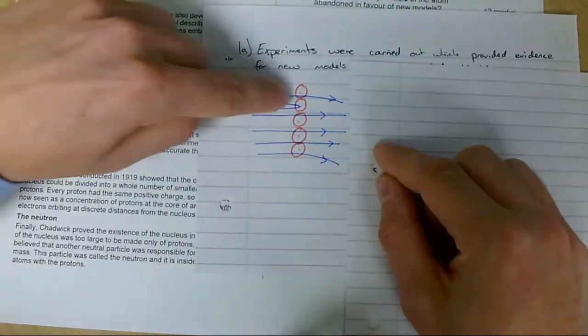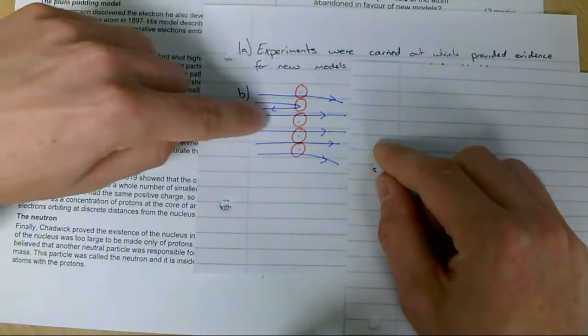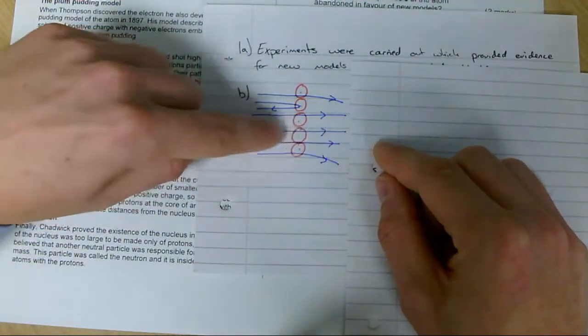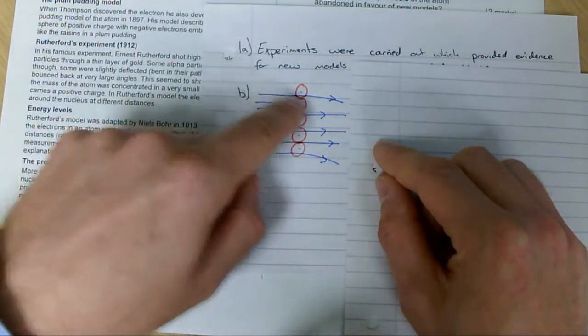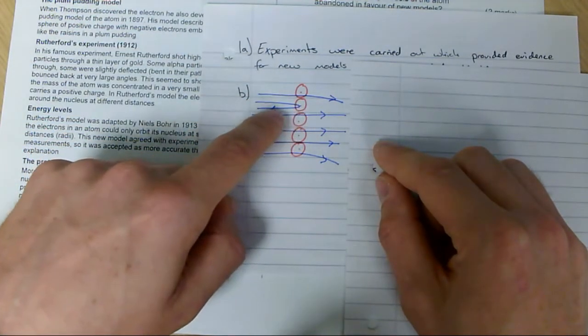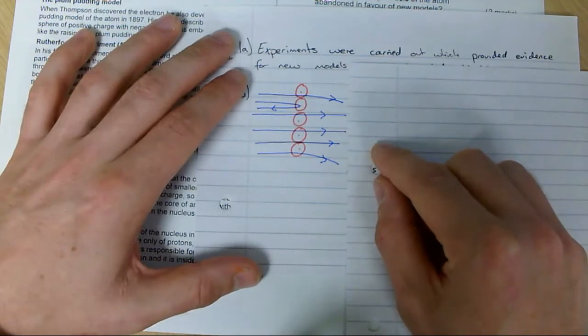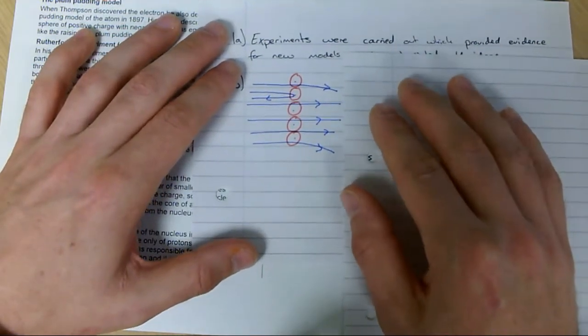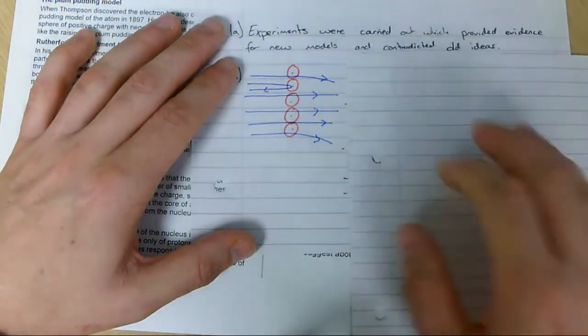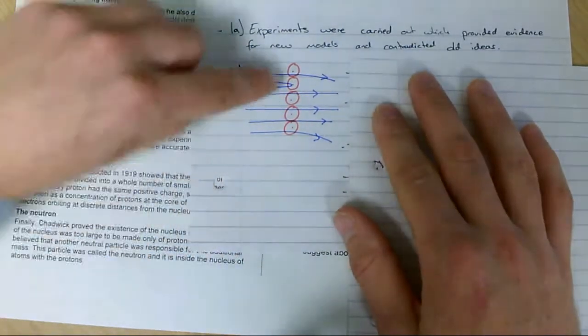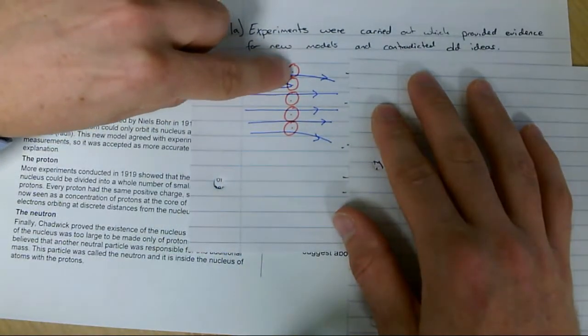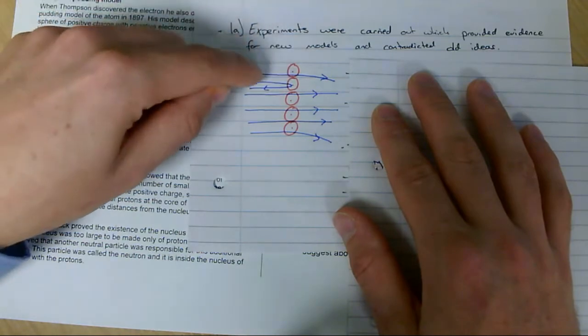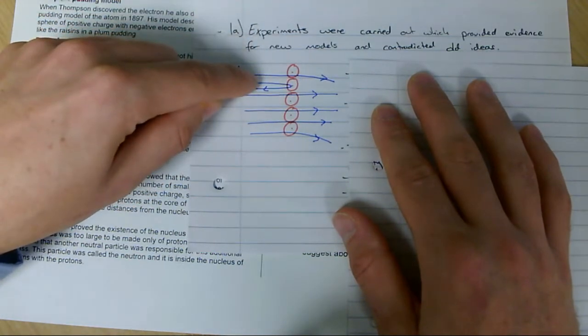So Rutherford fired alpha particles at a very thin sheet of gold foil. Most of them went straight through. Some of them were deflected, and 1 in 10,000 bounced straight back. So that led him to develop several conclusions for the atom. So he realized most of it was empty space. There was a small positive nucleus that would repel the positive alpha particles.